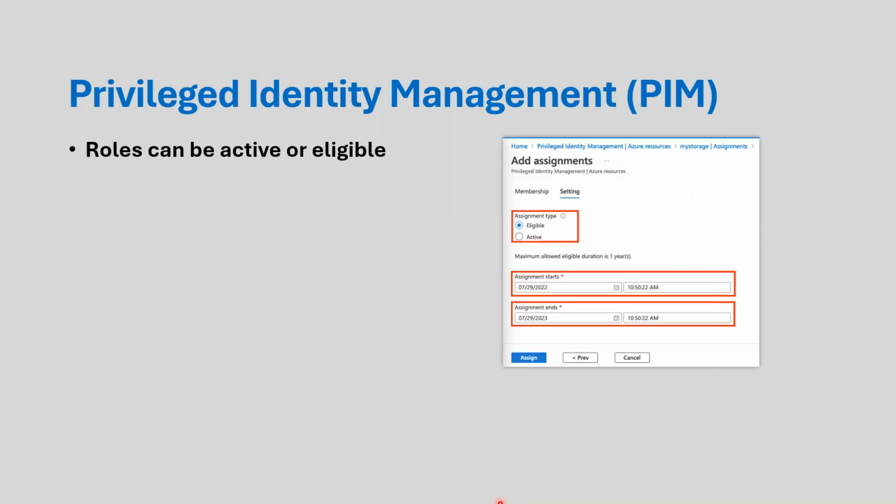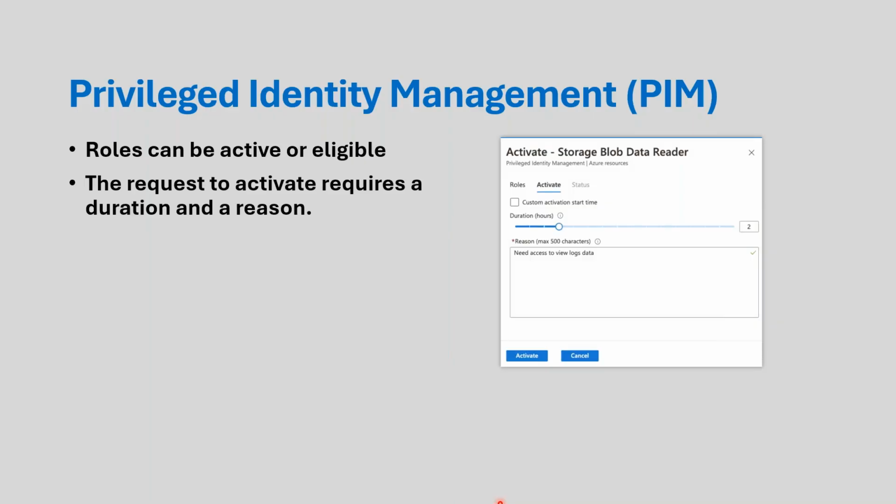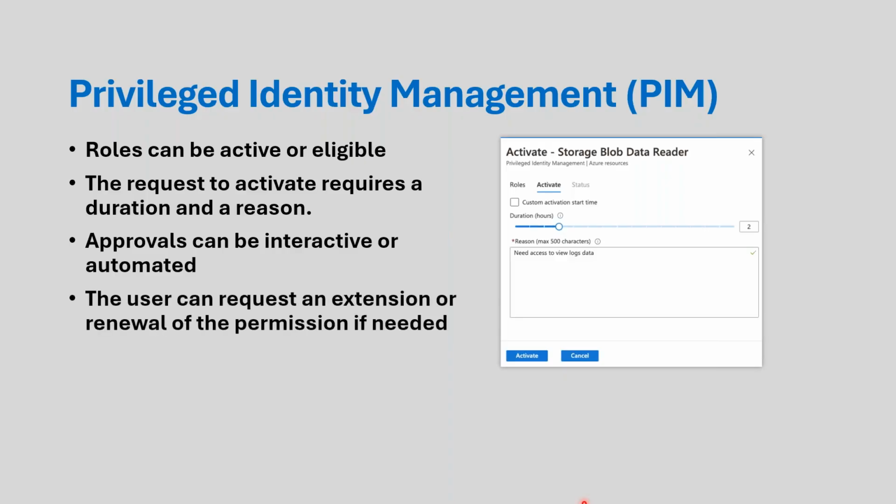So again, you're assigning assignments to people. Again, eligible or active is one of your choices. When does it start? When does it stop? The user, when trying to activate, can say, here's how long I want it. Here's what I'm using it for, et cetera. So you have all this information for forensics as well as filters for why you might want to approve or disapprove of particular applications. So interactive or automated, I've mentioned that. Users can ask for extensions.